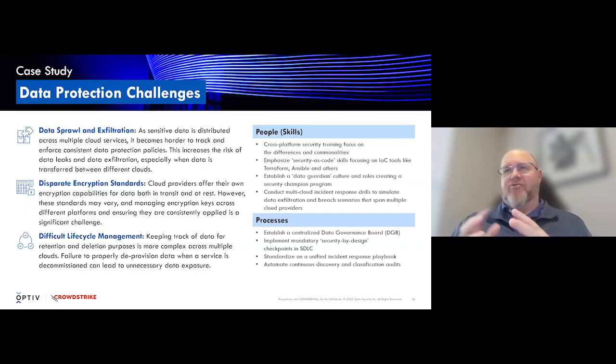Sensitive data distributed across multiple cloud service providers becomes harder to track and enforce consistent data protection policies, whether data at rest or data in motion. And this increases the risk of data leaks and exfiltration, especially when data is transferred between different clouds. Disparate encryption standards. Huge. And I would even go a step further: how do you manage keys across multiple cloud service providers?